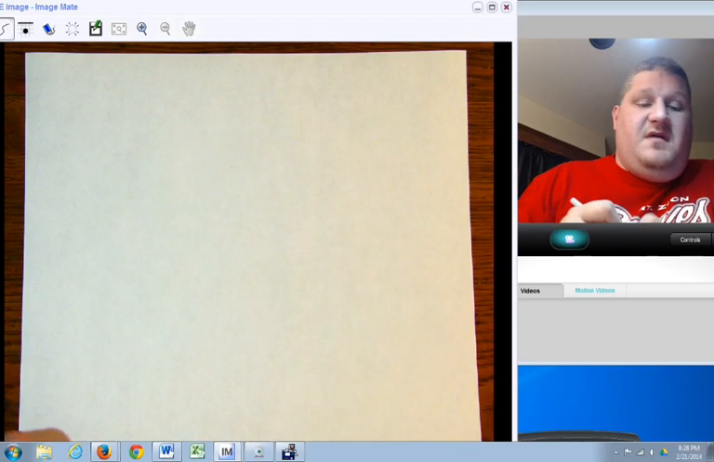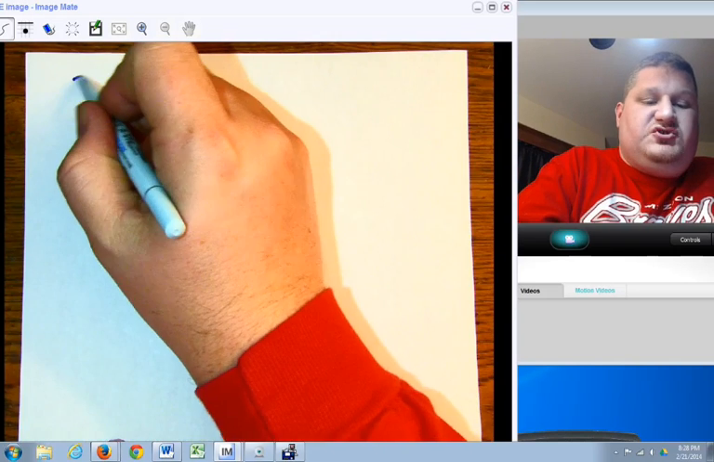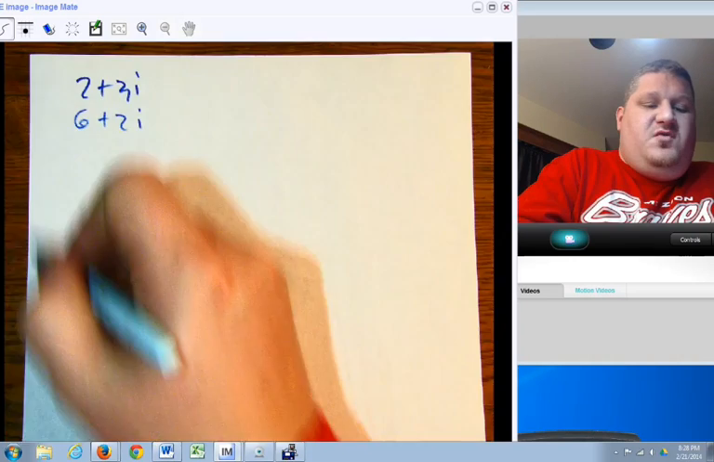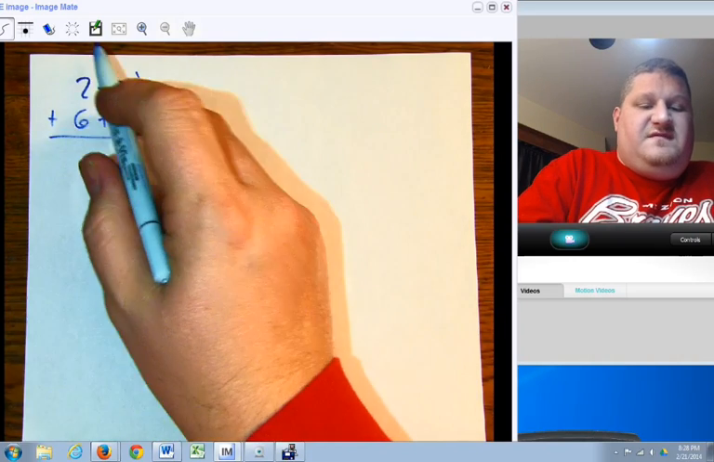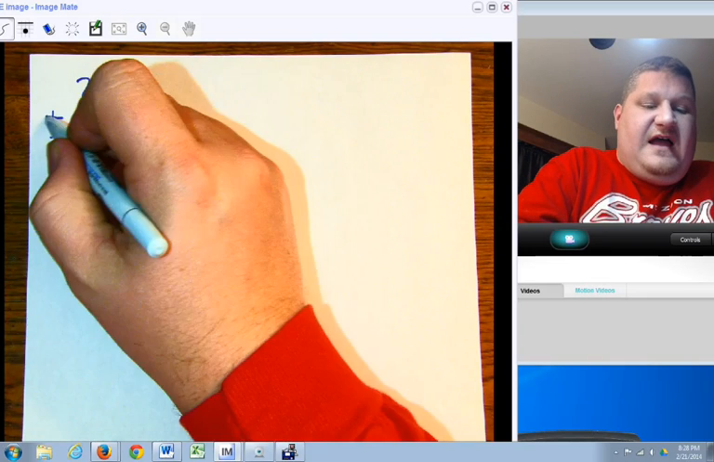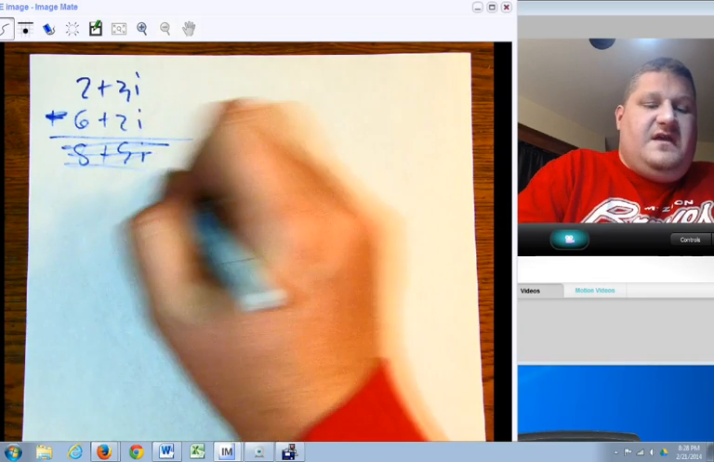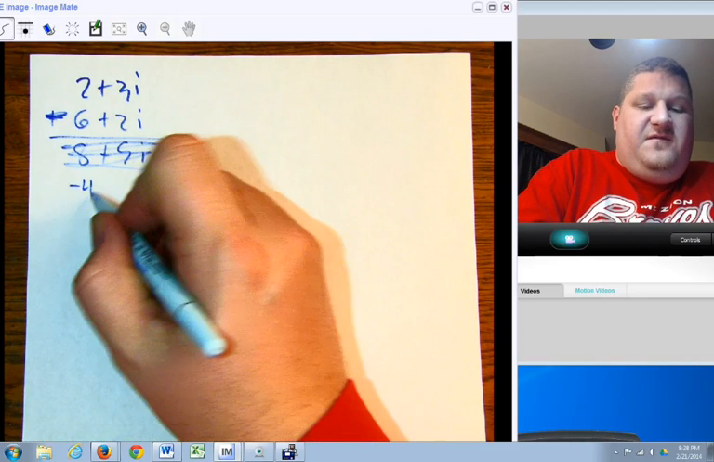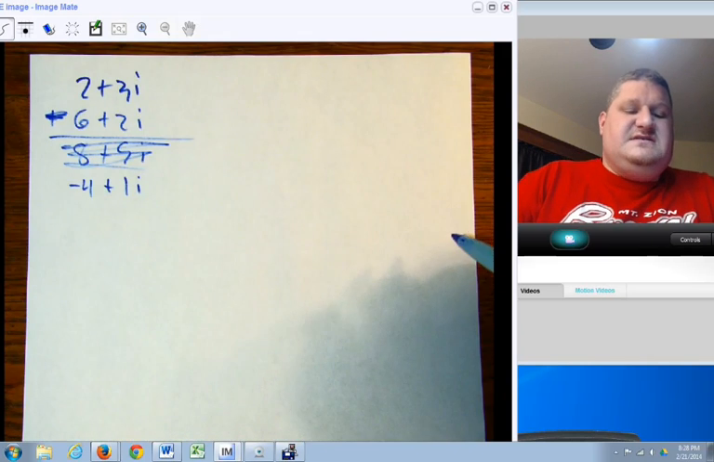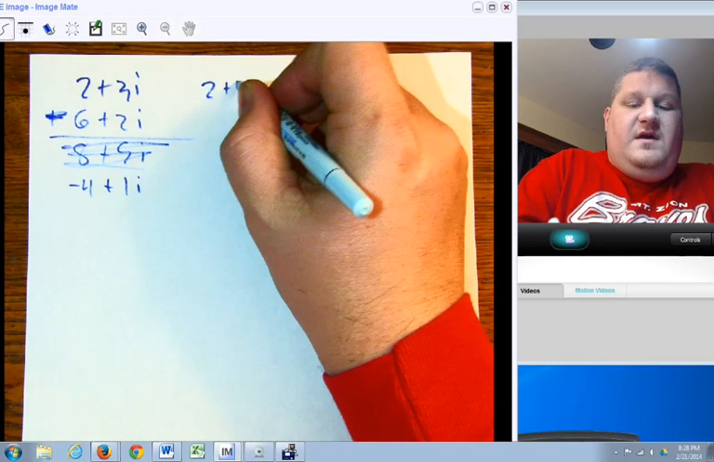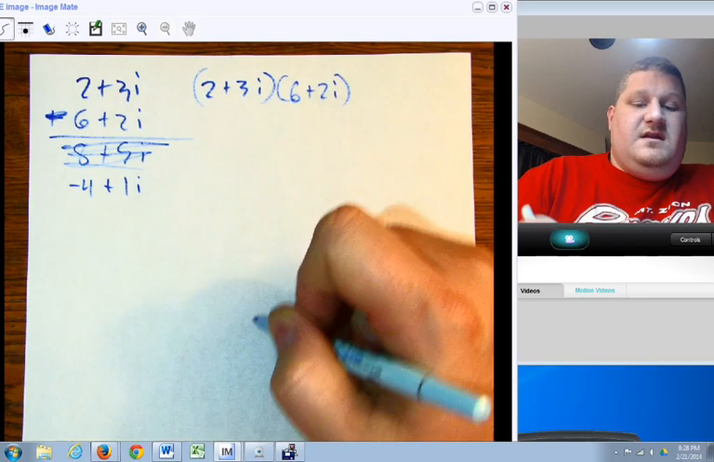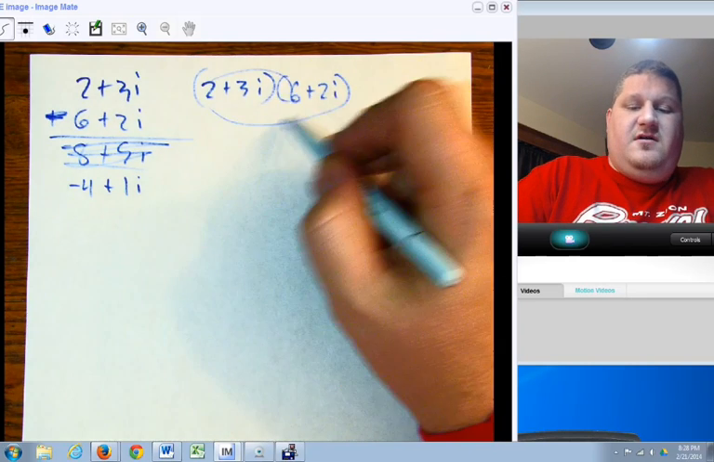Now, if you'll remember, when we have complex numbers, 2 plus 3i, 6 plus 2i, we can add those complex numbers with very little difficulty: 8 plus 5i. We could subtract them with very little difficulty, and that would be negative 4 plus 1i. That's not a big deal. To multiply, we would have to indeed FOIL. First, outer, inner, last.